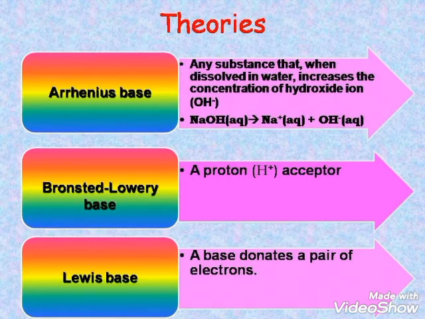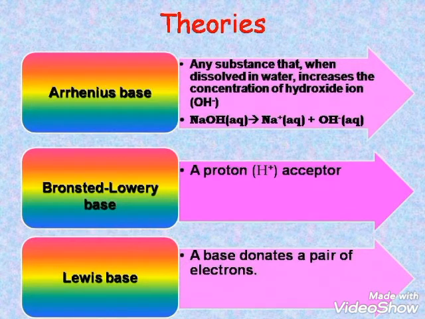Now, what are the theories on which the bases are defined? The first theory, the Arrhenius bases, include any substance that when dissolved in water increases the concentration of hydroxide ions. These are known as the Arrhenius bases. What are the Bronsted and Lowry bases? According to the Bronsted and Lowry theory, a base is considered to be an acceptor of a proton. Proton includes the H plus ions. According to the Lewis theory, Lewis bases are those bases which donate a pair of electrons.